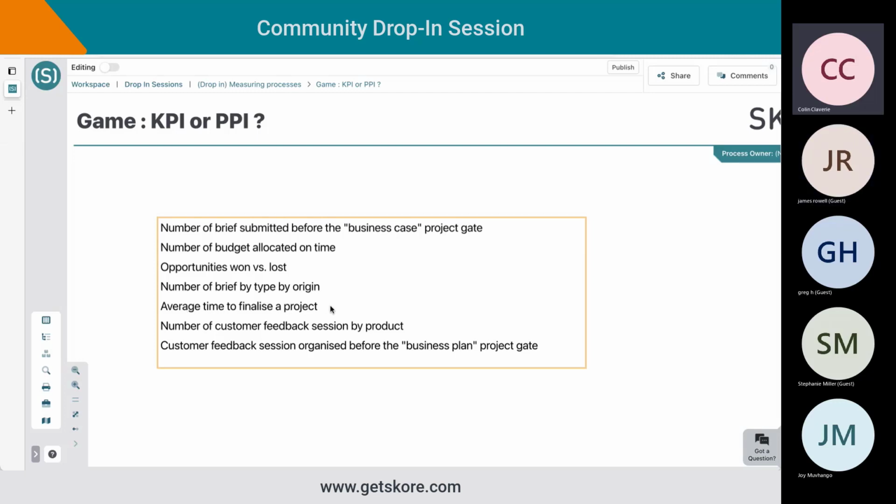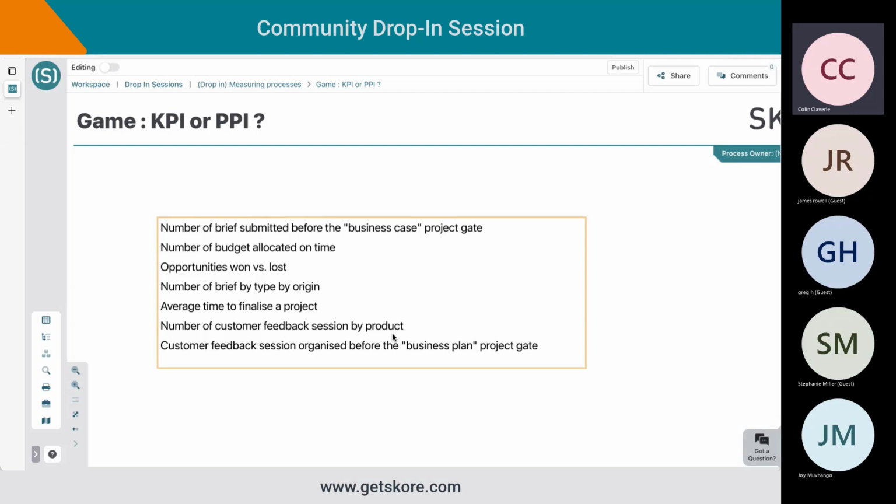Average time to finalize a project. That could be both. This is one that is a bit in between. To me, it's more a KPI. But again, this will strongly influence the adherence to the process. It's definitely a KPI because it's not adherence, but the process is directly linked to that. Do we have the right process to deliver projects on time?